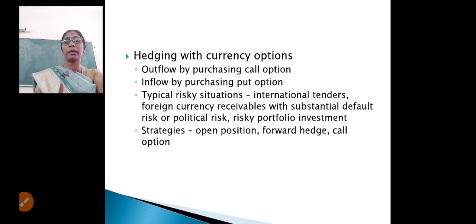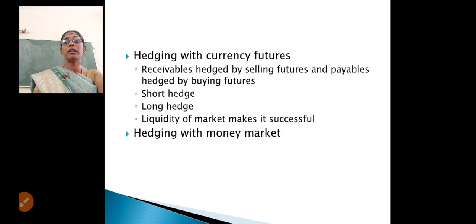Then the last one is that I am going to choose any one of these strategies to reduce risk. The first one is open position. Open position means it should not be given with any time bar. Any time we can go for the contract, that is open position. The next one is forward hedge. That means I check whether the particular currency option can be registered in the forward market. Then call option. If I am going to make a put option, then I have to choose a call option. The next one is hedging with currency futures.